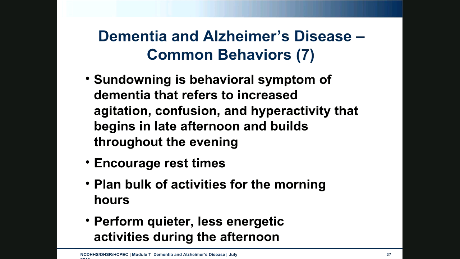Let's talk about sundowning. This one is very interesting because you would think that the name would indicate that it starts to happen when the sun goes down, but it doesn't really change throughout the year. Of course, the sun goes down earlier in the winter and later in the summer, but sundowning tends to happen at the exact same time or around the same time for that resident. It's not the same time for all of them.